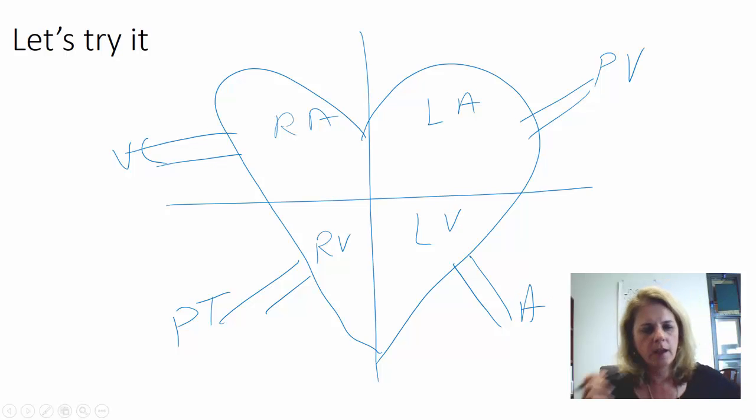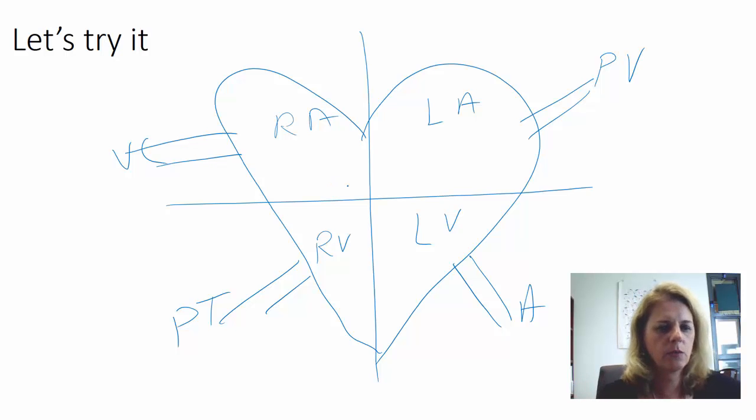Okay. Now, the next thing you need to do, we've got to remember those valves. So write your valves in. All right, so do we have a valve for the vena cava? As blood's coming into the right atrium, is there a valve? No, but there is a valve here, right? That's your tricuspid valve.